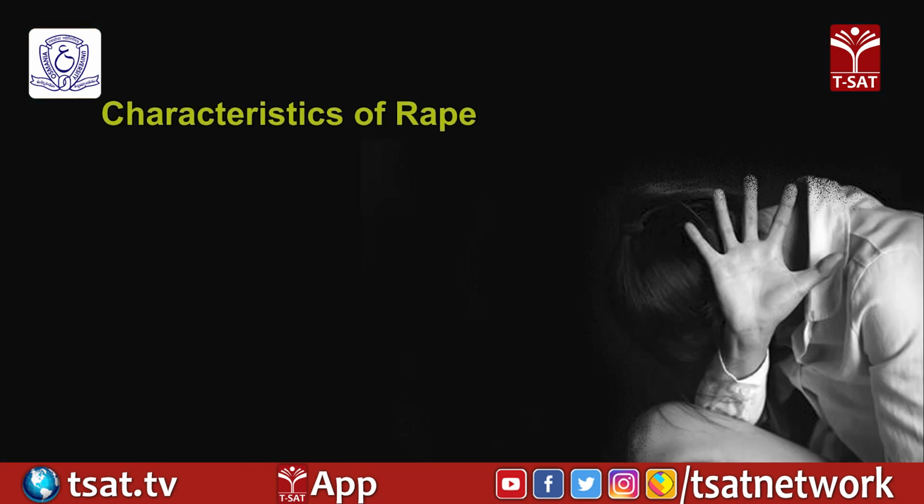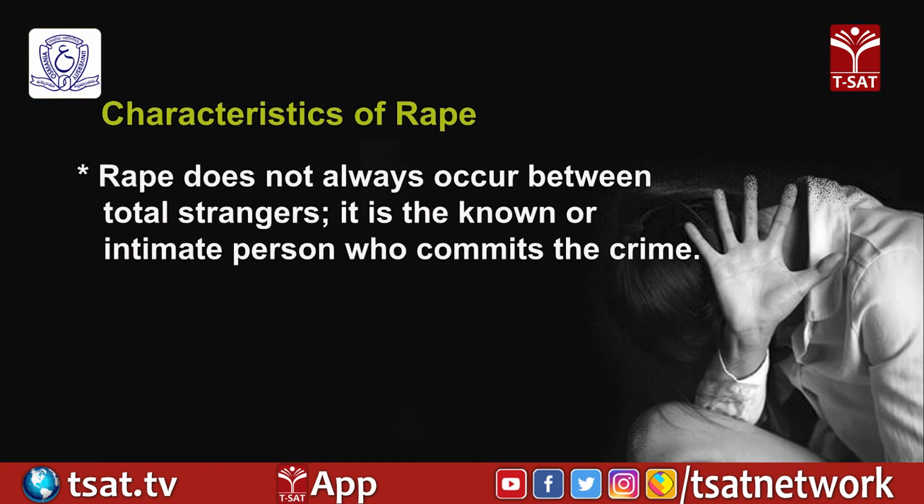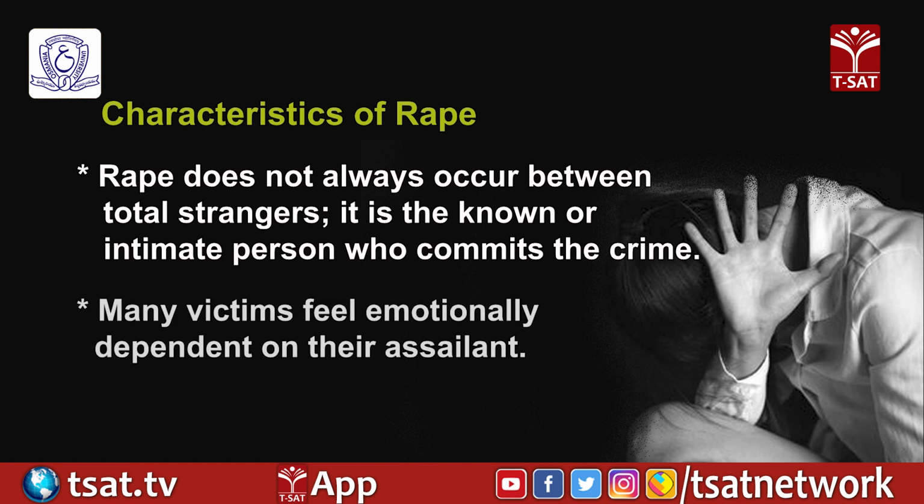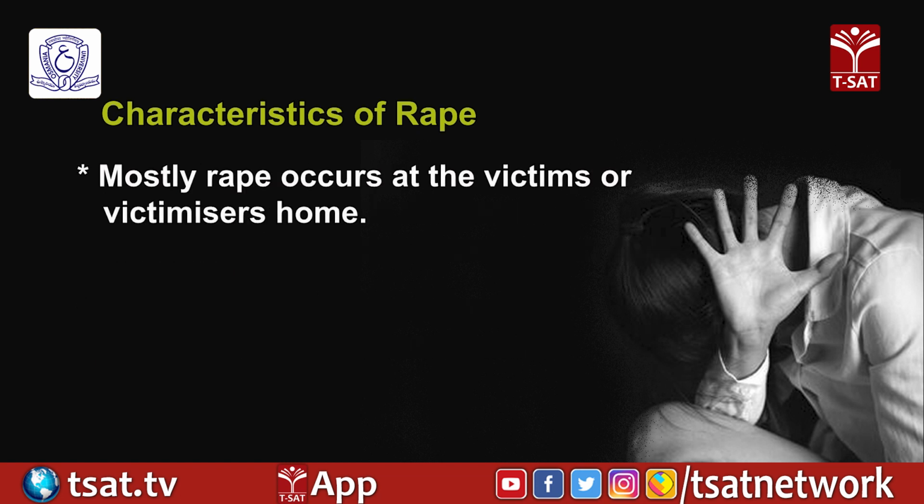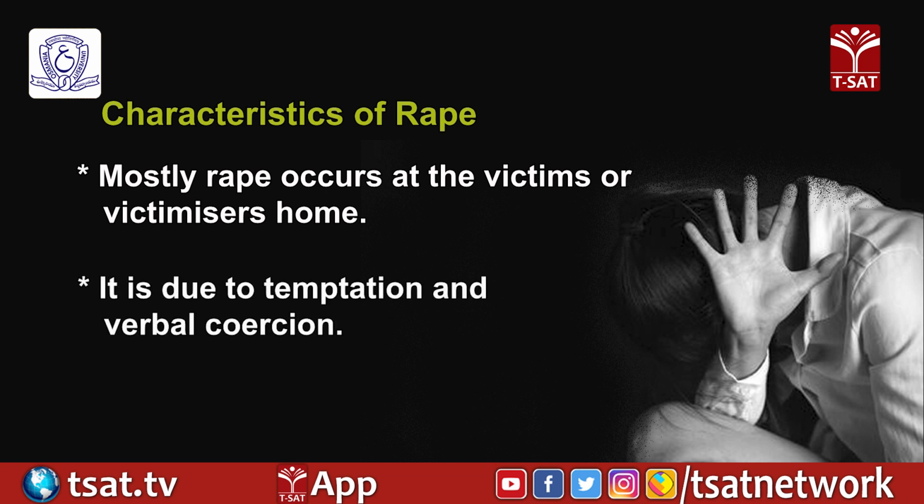Now we will know the characteristics of rape. Rape does not always occur between total strangers. It is a known or intimate person who commits the crime. Many victims feel emotionally dependent on their assailants. Mostly, rape occurs at the victim's or victimizer's home. It is due to temptation and verbal coercion.